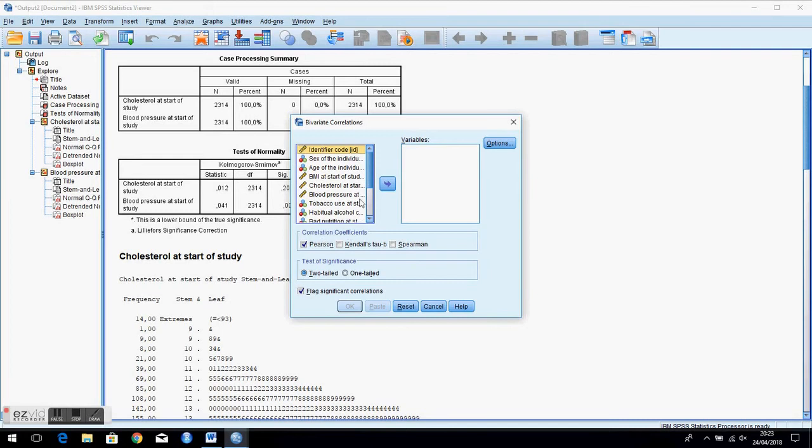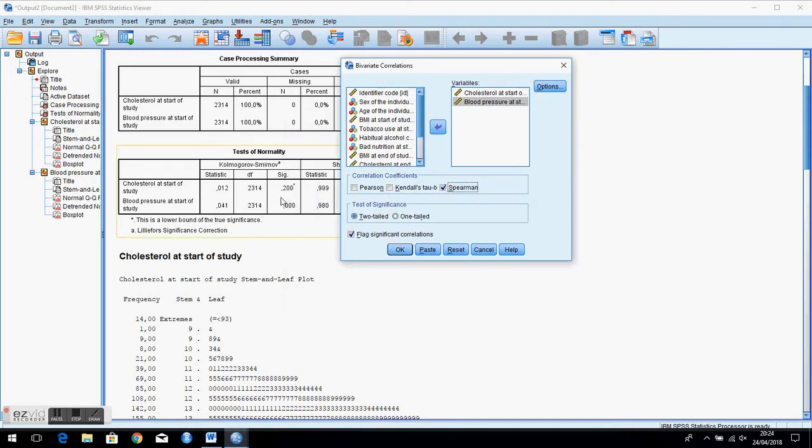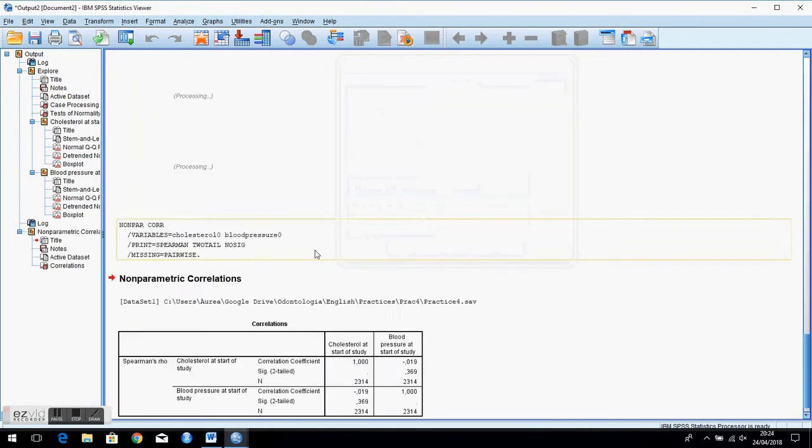Here we have to put our variables. In that case they are cholesterol at the start of the study and blood pressure. Here we have to select our kind of correlation. In that case it's not Pearson, but if we obtain that both variables are normal, we have to select Pearson. In that case we select Spearman because blood pressure has a p-value smaller than 0.05. For this reason I select Spearman, and finally we have to press OK.